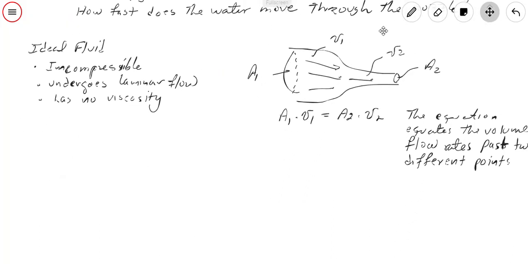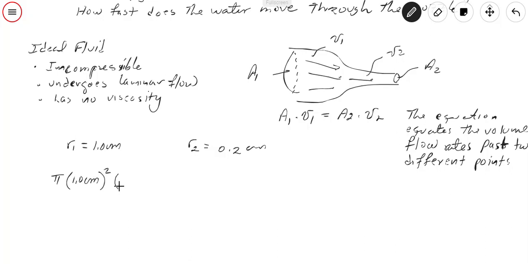We're now going to solve the problem. We know that the radius of area 1 is 1.0 centimeters. We know that the radius of region 2 is 0.2 centimeters. I know that the area of a circle is pi times r squared, pi times the square of the radius. So I say that pi times 1.0 centimeters squared times 2.0 meters per second is equal to the area in the second region, that is pi times 0.20 centimeters squared times the velocity 2.